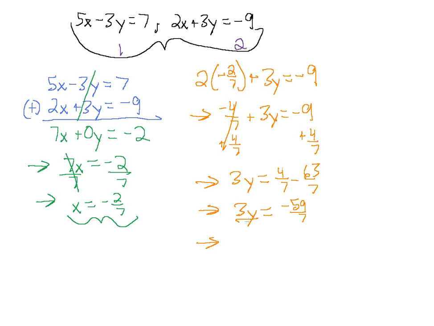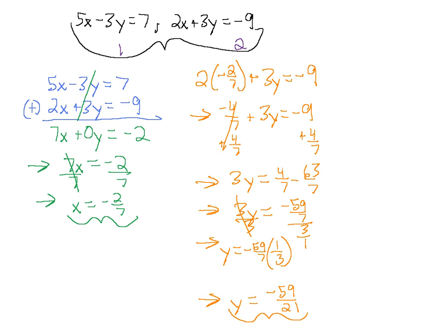We can divide both sides by 3 to isolate our variable. We can divide by 3 over 1 here. These two terms will cancel, so we have minus 59 over 7 times, instead of dividing by a fraction, we flip it and multiply, so we have 1 over 3. That'll give us y equals minus 59 over 21. And that's our value for y.